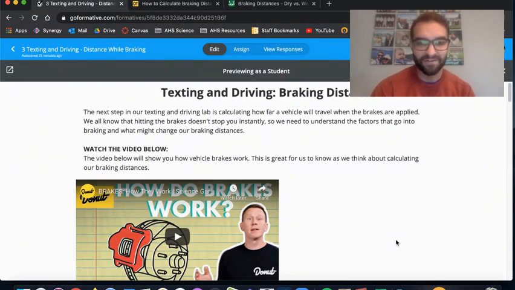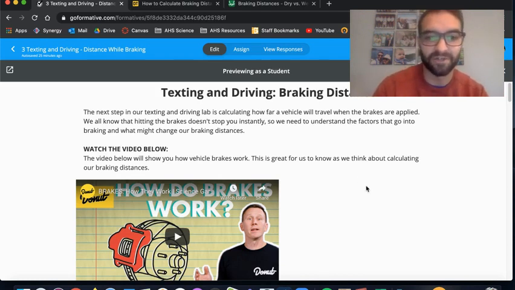We are now in our third activity of texting and driving, and we're really going to be able to complete a full scenario and an entire scenario. So we're really getting through the background information that we need before we start this big project. Our focus today is how far will the car travel while braking? So this is our distance while braking activity.